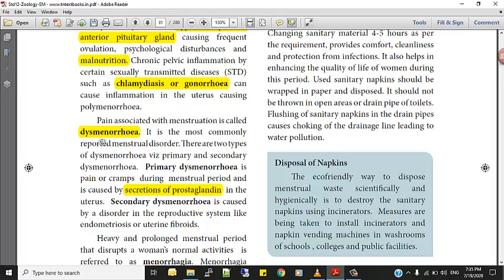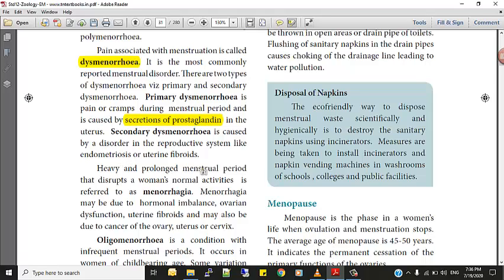Heavy and prolonged menstrual period that disrupts a woman's normal activity is referred to as menorrhagia. Some females will experience this. They will feel a very heavy flow of menstrual bleeding, and they will have very painful events. Okay, and it is a prolonged period. It runs for 10 or more days. Such a disorder is referred to as menorrhagia.